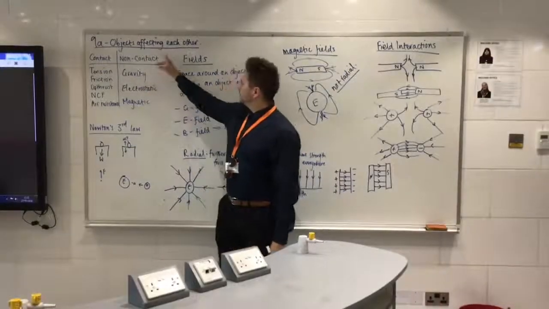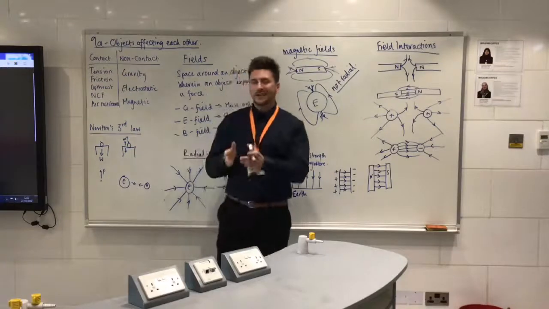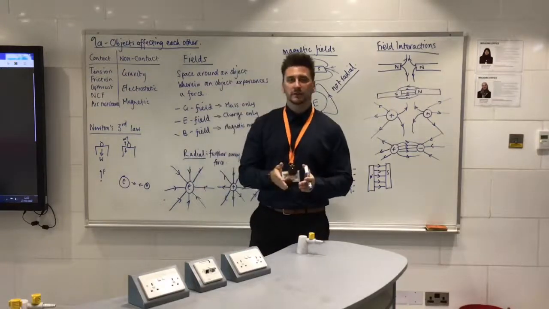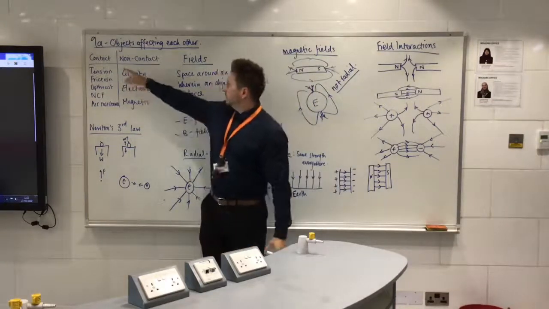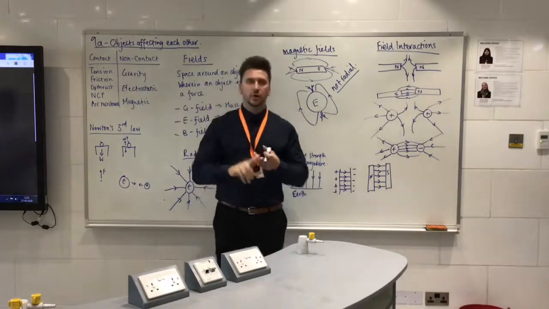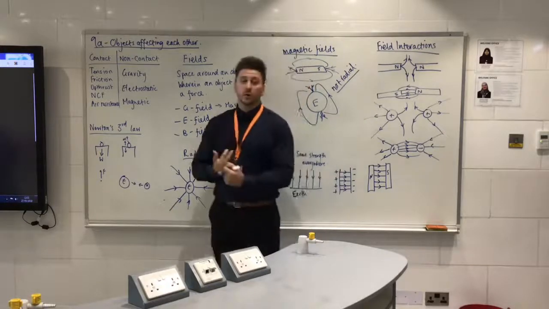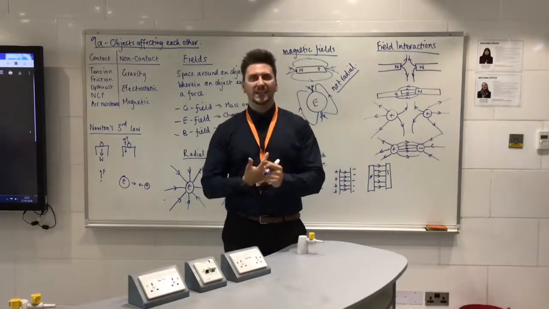SP9a, objects affecting each other. You need to basically be able to list any contact or any non-contact forces. So first of all, if you have a look at the list of contact forces, we have things like tension, friction, upthrust, air resistance, water resistance, the normal contact force, or abbreviation NCF.